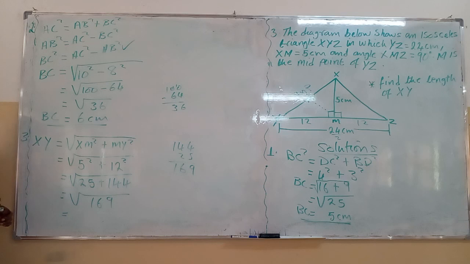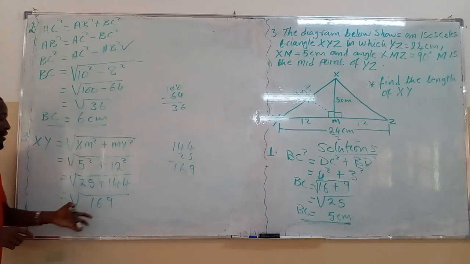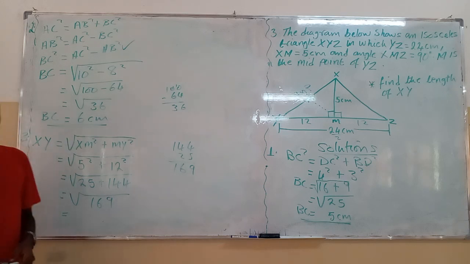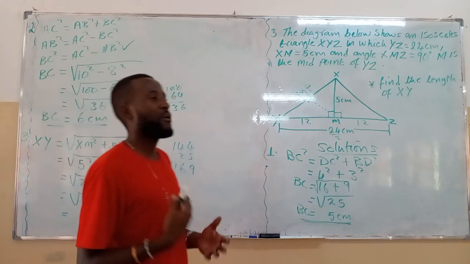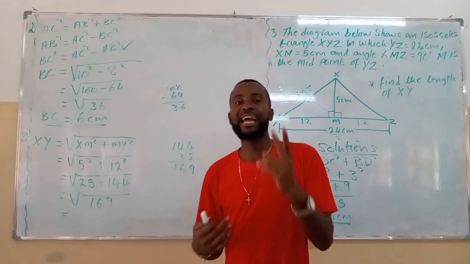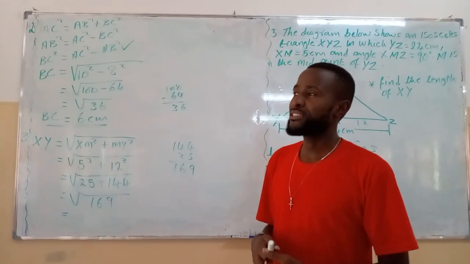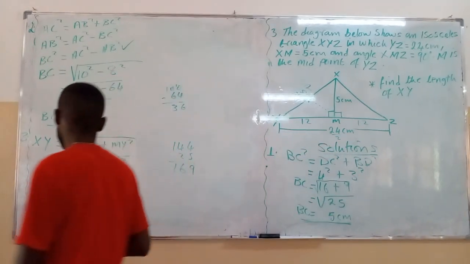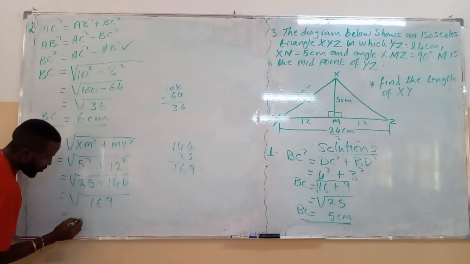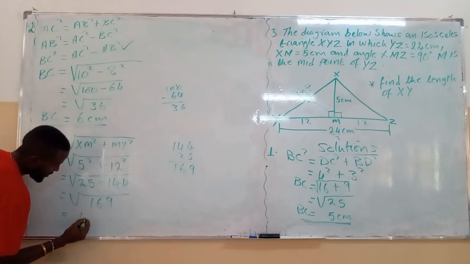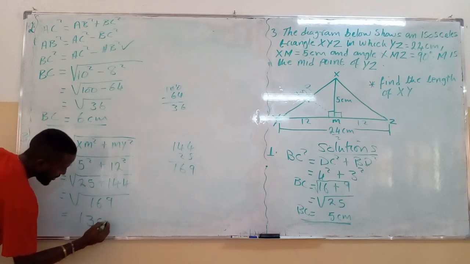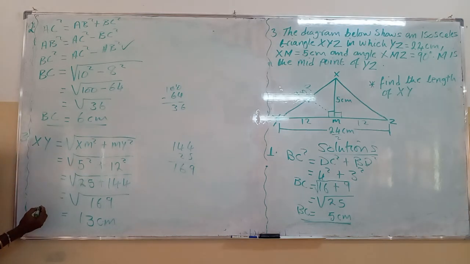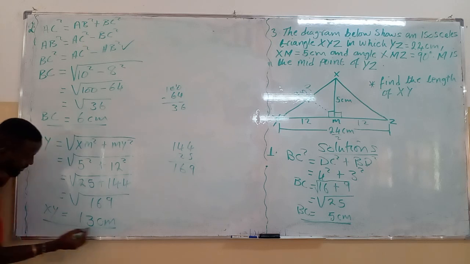Now, what is the square root of 169? 169 is a perfect square. What number multiplied by itself gives 169? 13 times 13 is 169. So we have 13 as our final answer, 13 centimeter. So my XY, which is the hypotenuse, is equal to 13 centimeter.